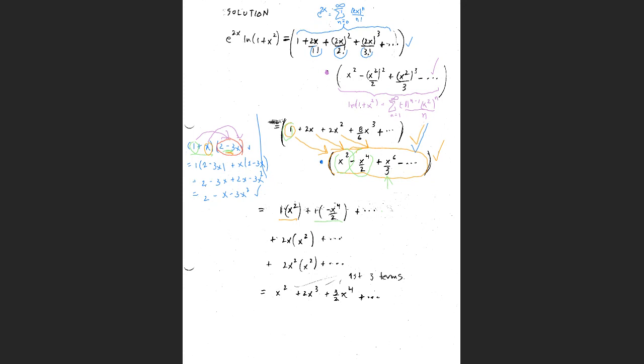Why is that? Why don't I keep going? Why do I stop? I mean, I can keep going. That's what the plus dot, dot, dot means here. I can keep going, but I choose not to write out any more terms for the product of 1 and the second series. Why is that? What do you think that is? Think about that for a moment.